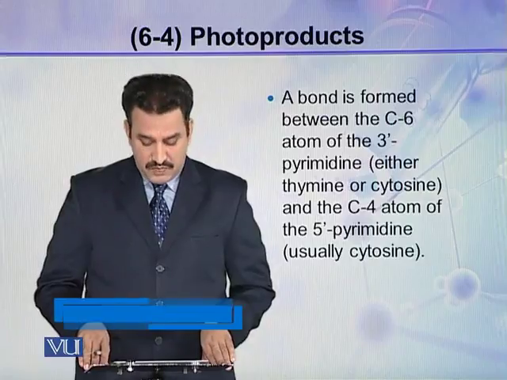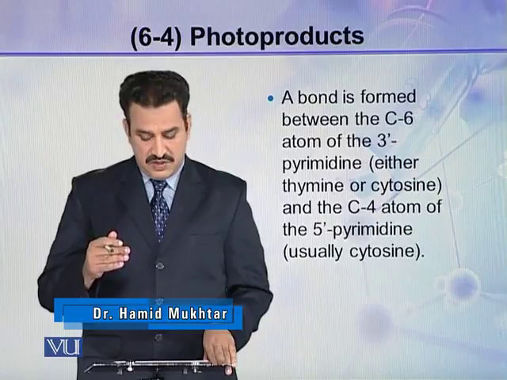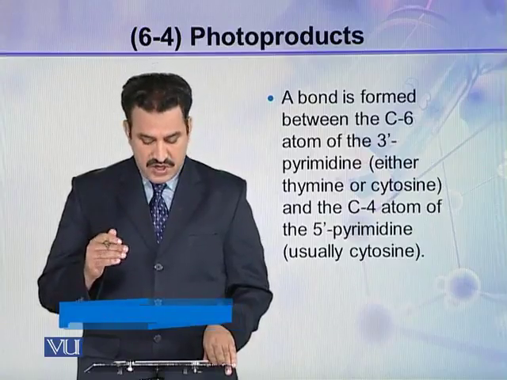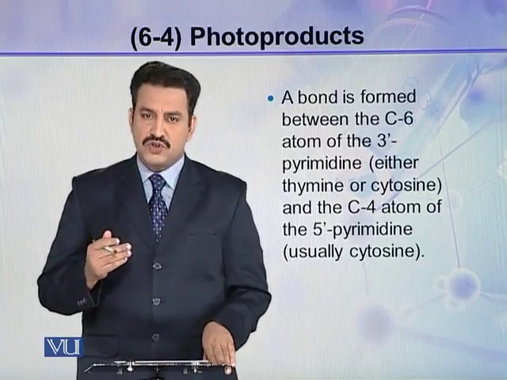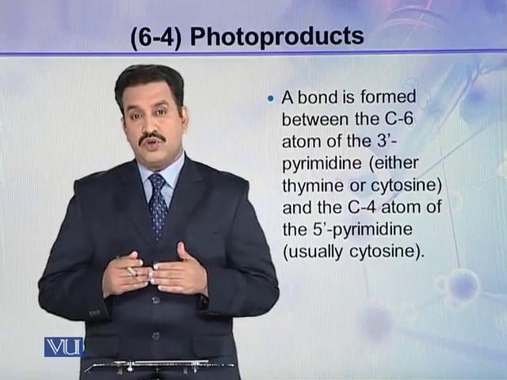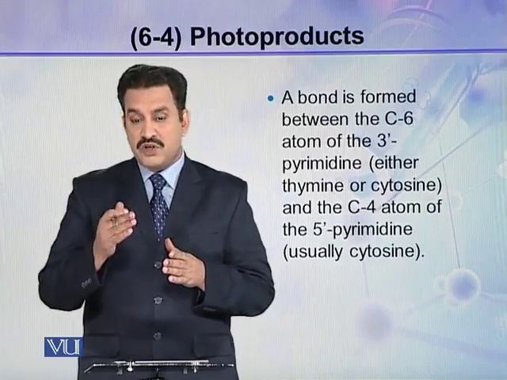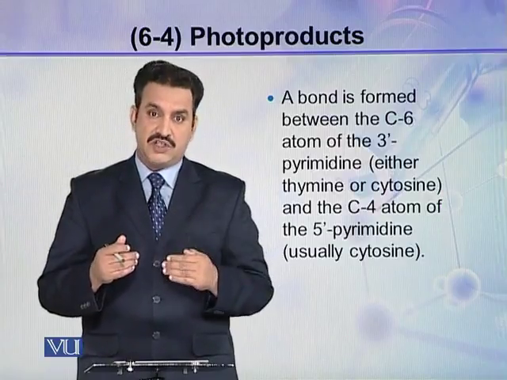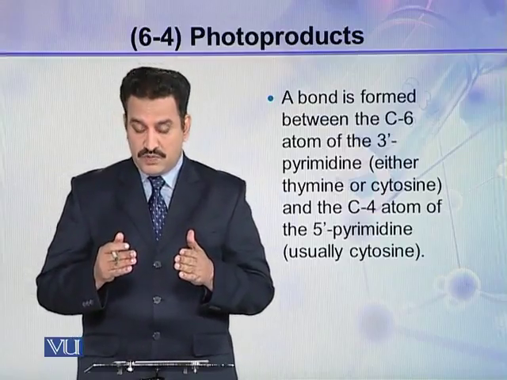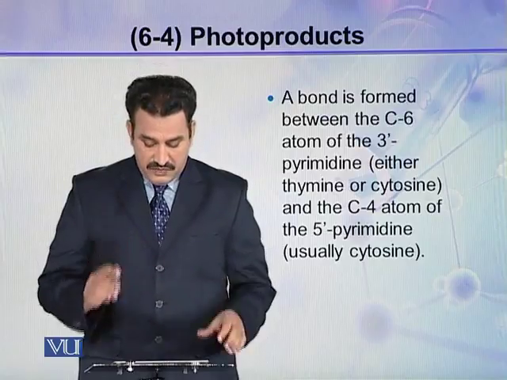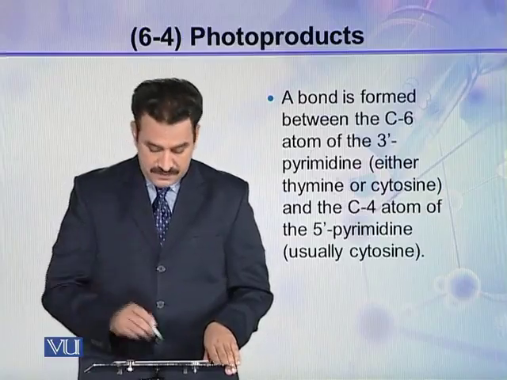A bond is formed between the C6 atom of the 3' pyrimidine, that may be thymine or cytosine, and the C4 atom of the 5' pyrimidine, which is usually cytosine. So see here, the bonds are not formed between C5 and C5, C6 and C6 as it is formed in CPD. But here this bond is formed between C4 and C6 of two pyrimidines.